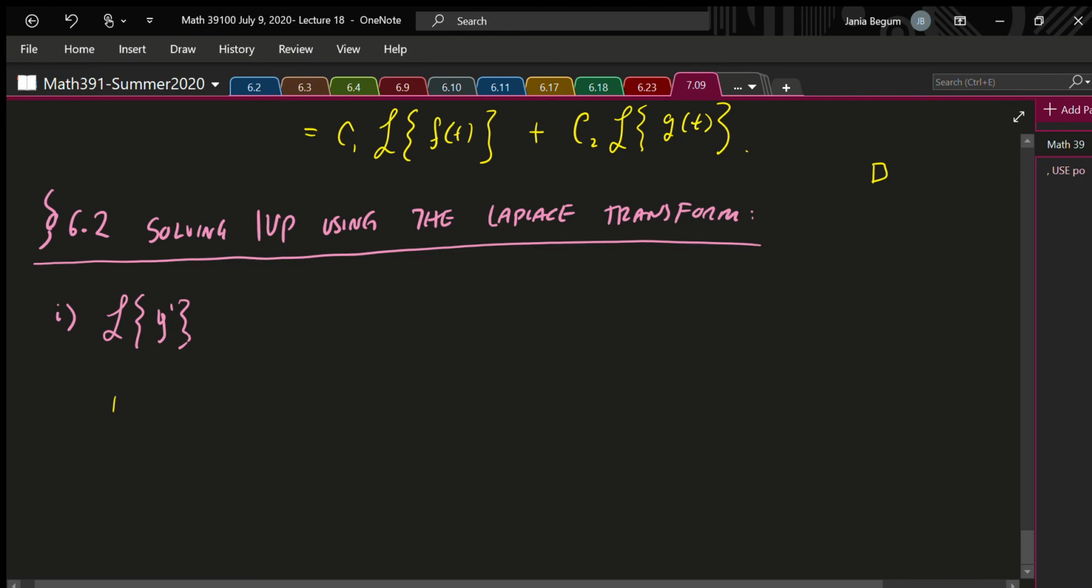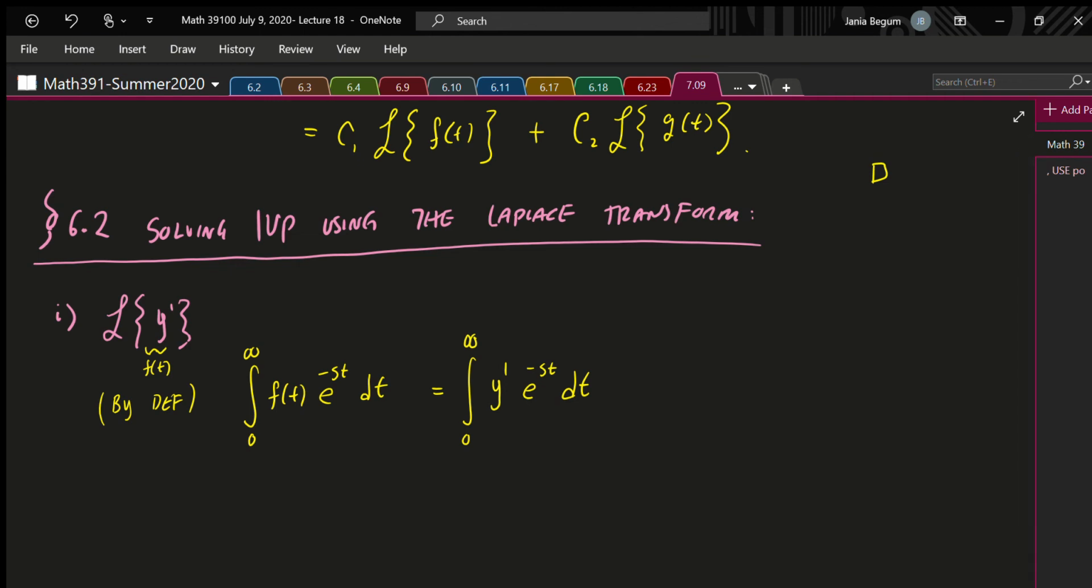So by definition, we know that the Laplace transform of any function is the integral of f of t times e to the negative st dt. Well, what's f of t in this case? This is our f of t now, y prime. So let's plug that in. If I plug in y prime for our f of t, we have the integral from 0 to infinity of y prime e to the negative st dt. Now the question is, how do you integrate this?